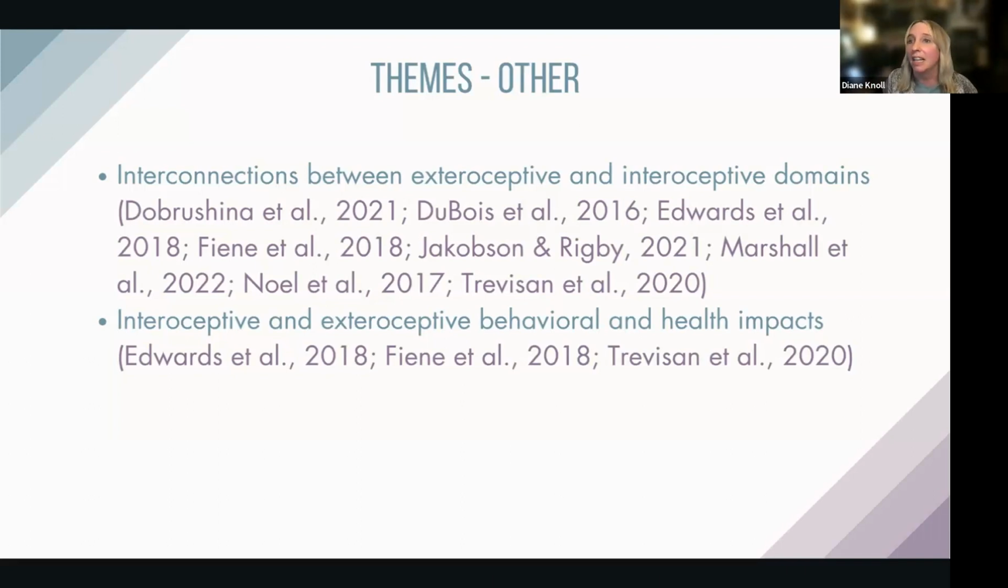And then interoceptive and exteroceptive behavioral and health impacts. So just thinking about how this impacts autistic adults throughout their lifespan, it can lead to potential health risks. If they're unable to pick up on their heartbeat, we might miss things like cardiac arrhythmia, appetite suppression, dehydration, heat exhaustion, or malnourishment.